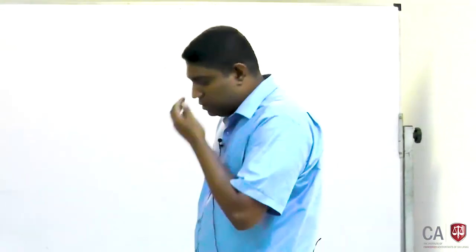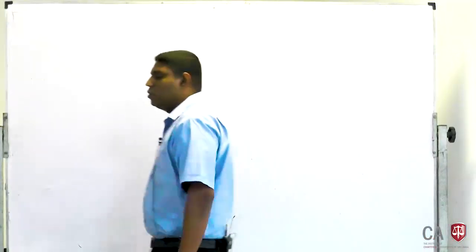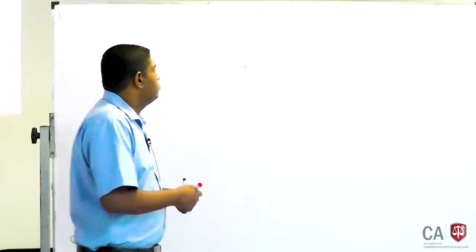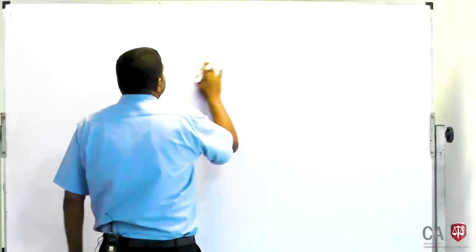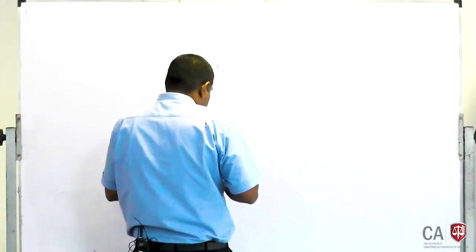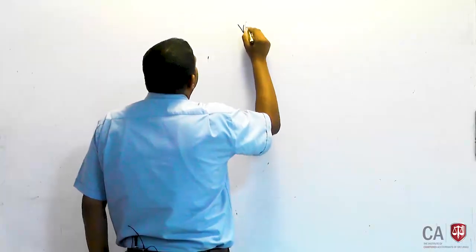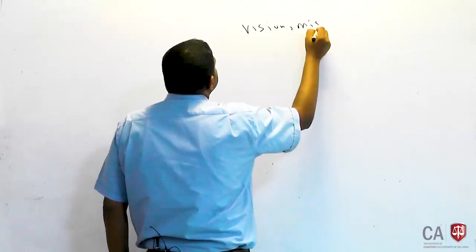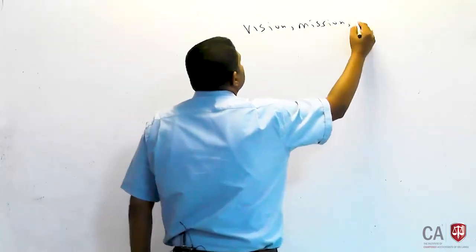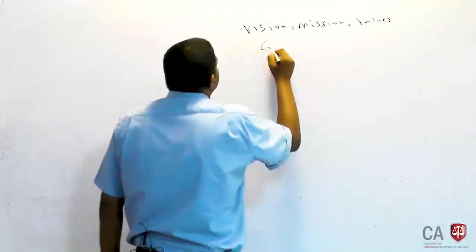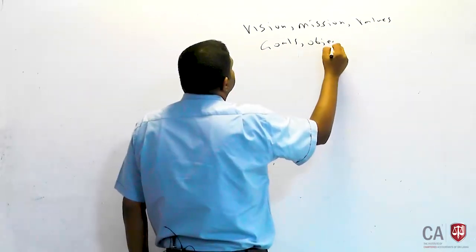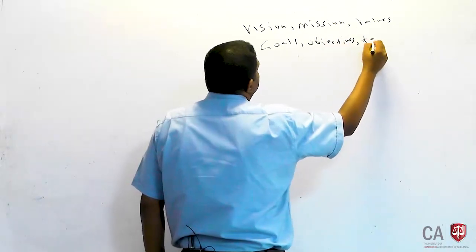So welcome to chapter 7, implementing strategy, control and structure. If you look at the rational model we have discussed in the classroom up to now, we have discussed a few stages of the model. So first of all, look at vision, missions, values, goals, objectives, targets.